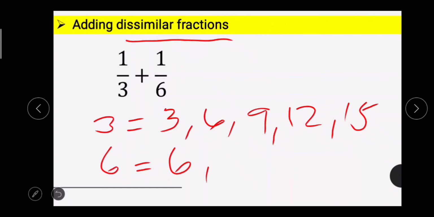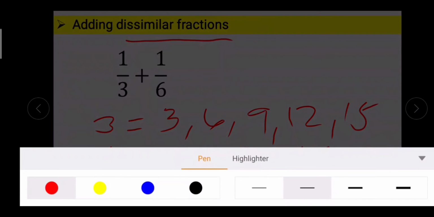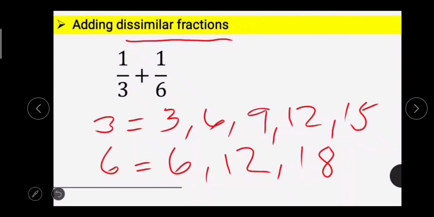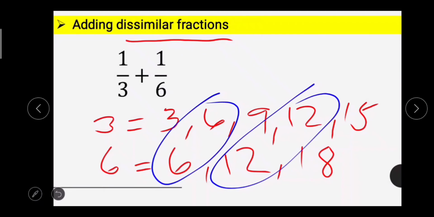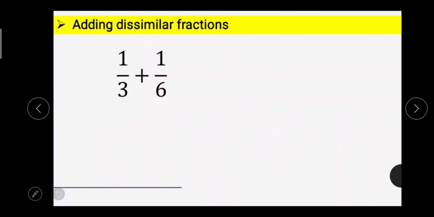So we have 6, 12, 18. So in this case, merong dalawang numbers na in common. So we have 6 and 12. But for the LCD, we need to take the least, yung pinakamababa. So we go to 6. After determining the LCD, let's do the second step.